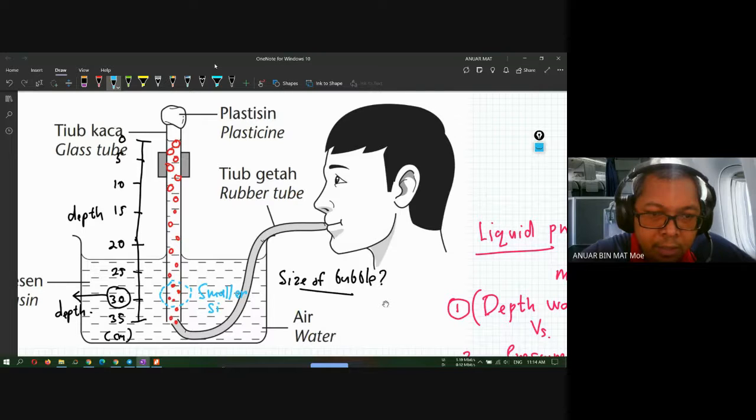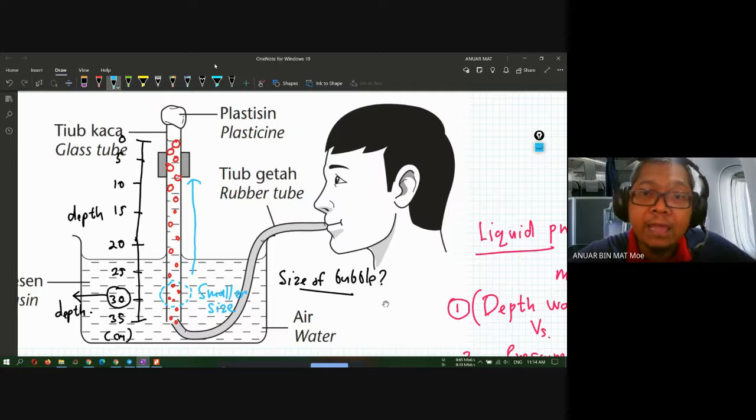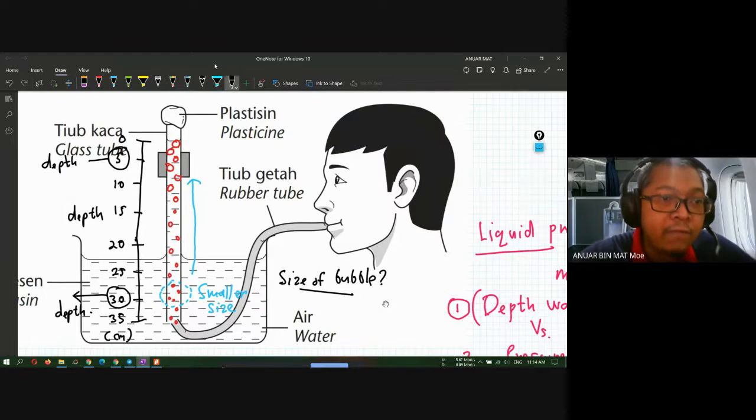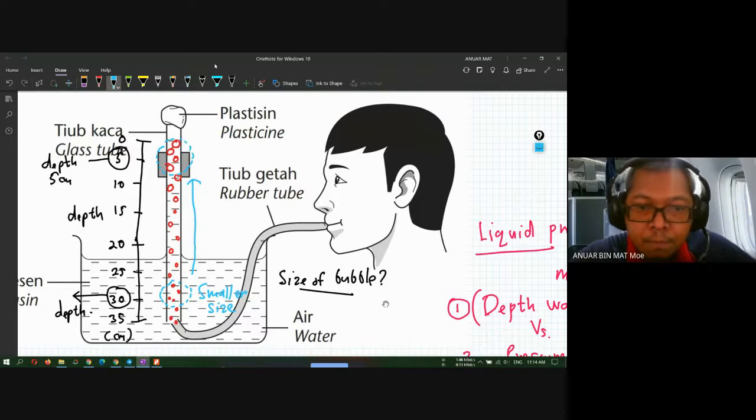Smaller size of bubble. Okay, and then as the bubbles go up, because of the difference of density, air is less dense than water, so the bubble will go up. At 5 centimeter depth, only 5 centimeter, what happened to the bubble? The bubble here becomes larger, or bigger.